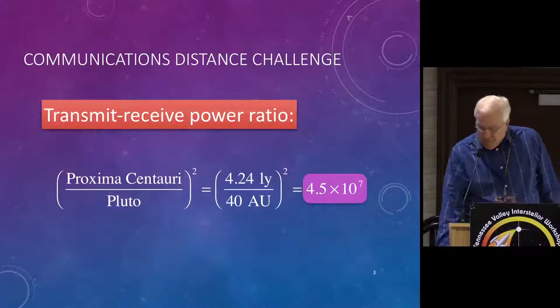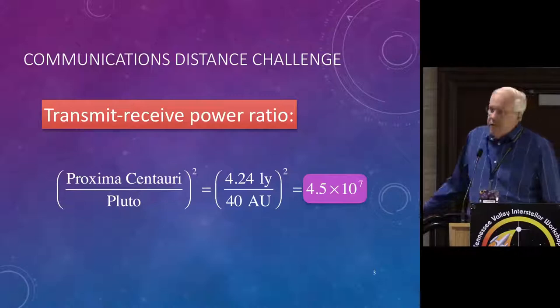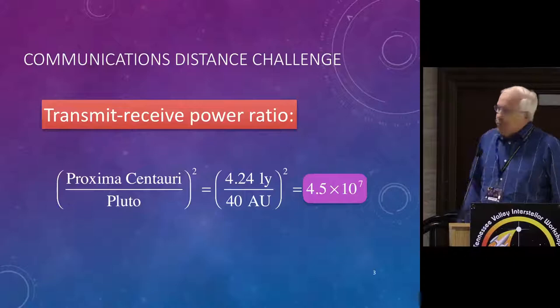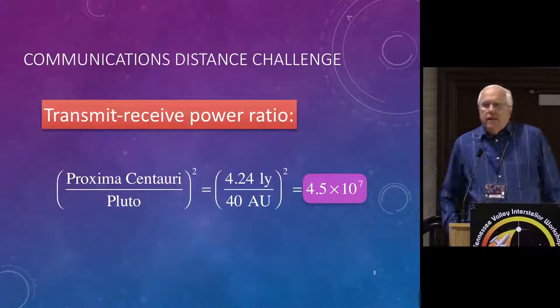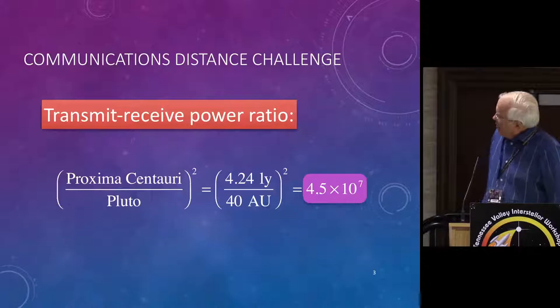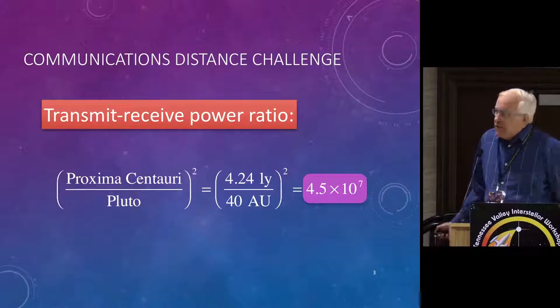As a measure of the difficulty of the problem, we can compare to outer solar system missions that go to Pluto, for example, and compare the distance to Proxima Centauri or Alpha Centauri to the distance to Pluto. The square of that ratio turns out to be about 10 to the 7th, 10 to the 8th. The square of that ratio is a measure of how much the power decreases in electromagnetic radiation traveling that distance. So we have 7 or 8 orders of magnitude to make up compared to outer solar system missions. Where do we get those 7 or 8 orders of magnitude?